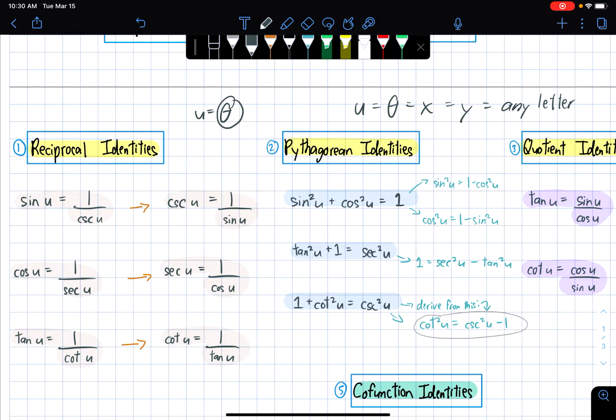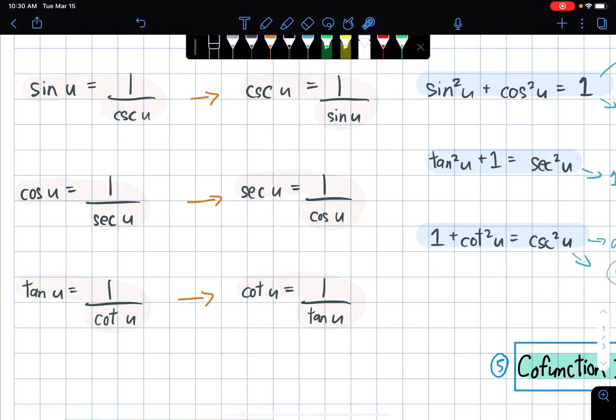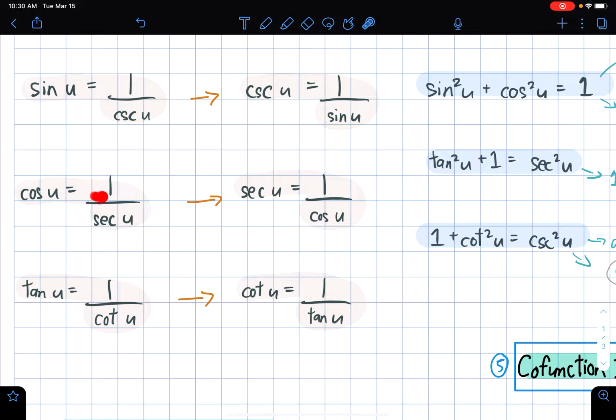So let's move on. For cos theta, it is equivalent to 1 over secant theta. And as for the other way around, secant theta is equivalent to 1 over cos theta. For tan theta, it's equivalent to 1 over cotangent theta or cot. And the other way around, cot theta is equivalent to 1 over tan theta. That's everything for reciprocal identities.